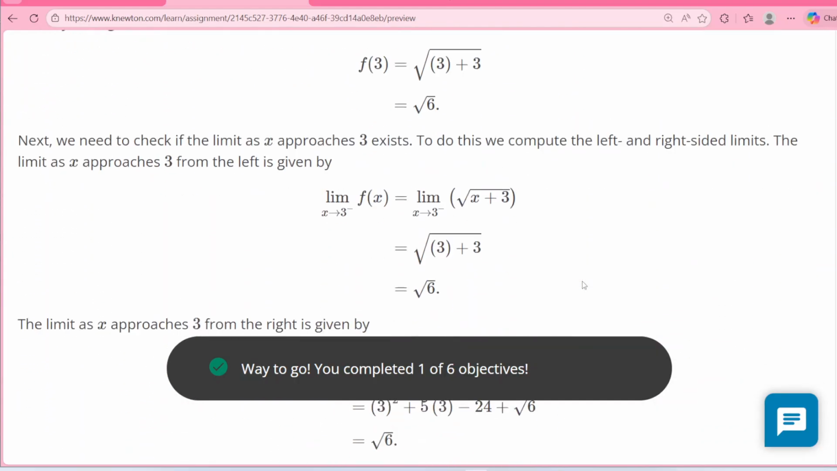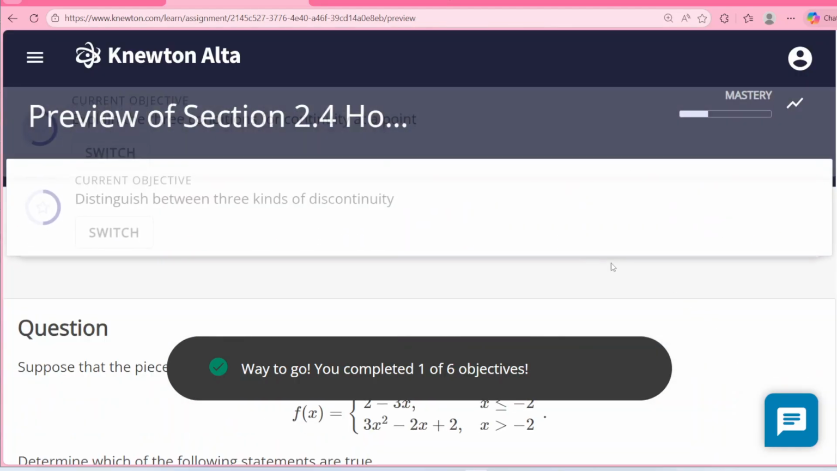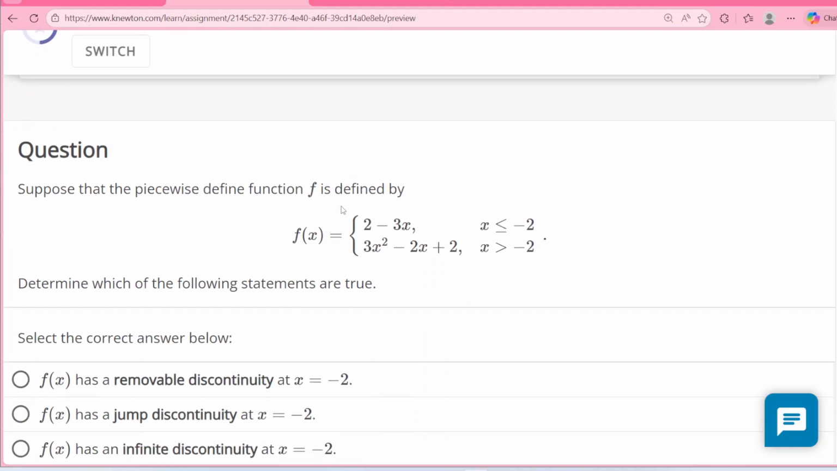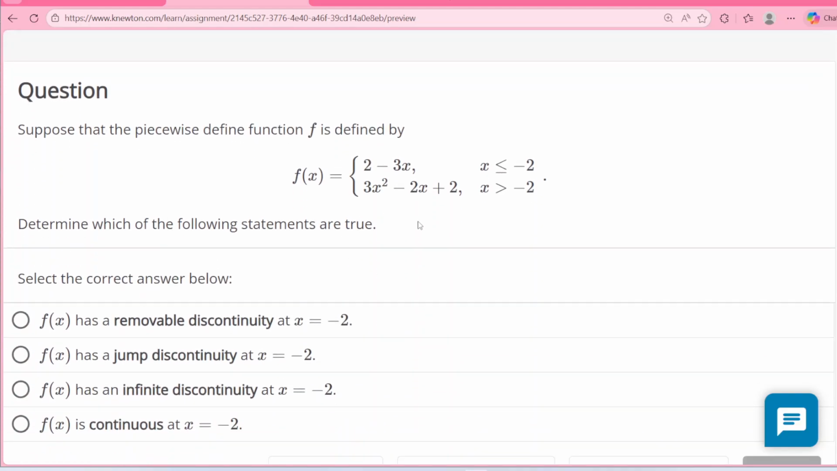So that objective's done. So another one where I'll just, you can plug, here's another piecewise defined function. They're asking about, is it continuous or discontinuous at -2? And if it's discontinuous, what kind do you have?